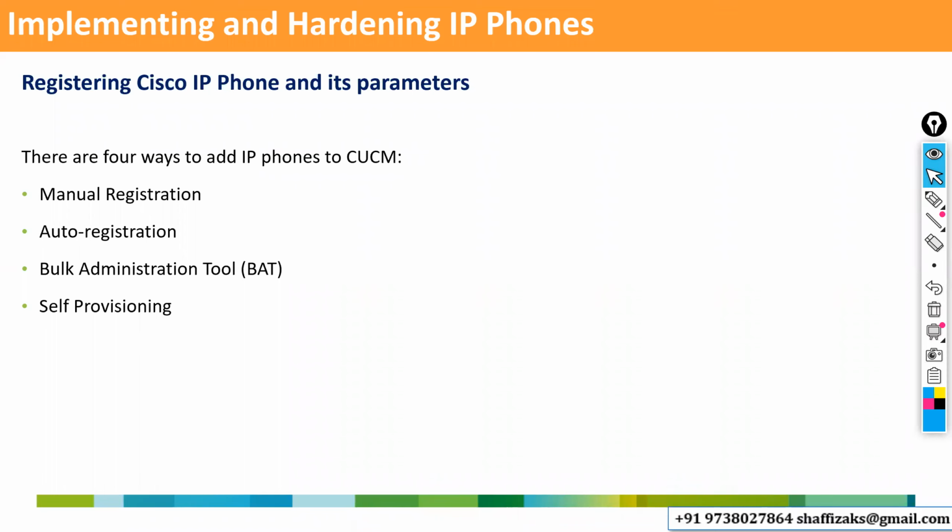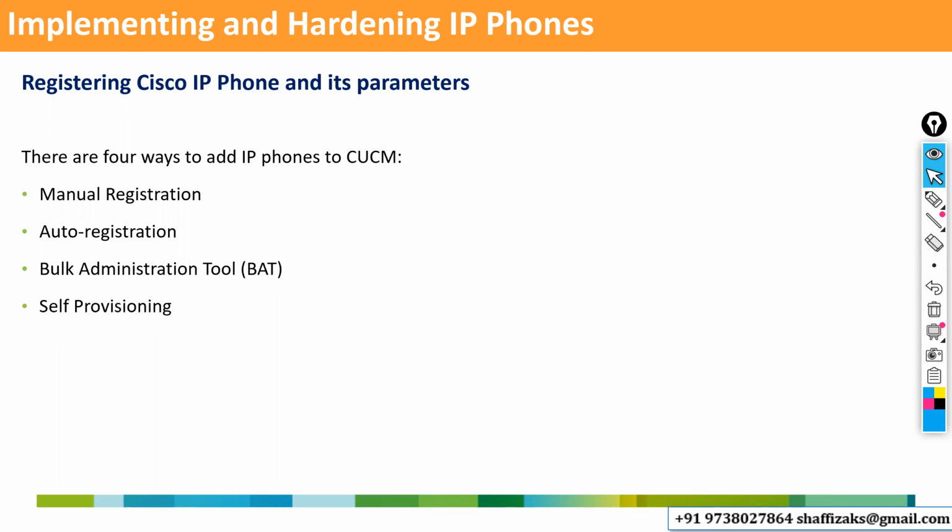In our last class, we discussed how to register the phone. We covered both manual registration and auto registration, but I'm skipping bulk and self-provisioning. Later, if we get the time, I'm going to explain what exactly BAT and self-provisioning are and how they work. There are four different methods available, and depending on the scenario, we use a different method.